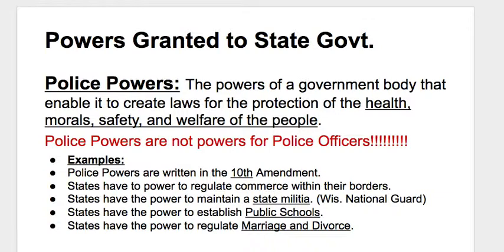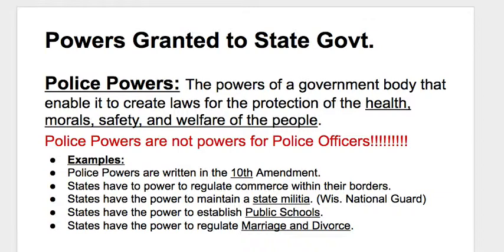So police powers just simply mean, if you've ever read the 10th Amendment, it says basically that undelegated powers are reserved to states and to the people. So if it's not stated in the Constitution that it's a federal power, then that power belongs to the state government. So states have the power to regulate commerce within its borders, so money, trade.